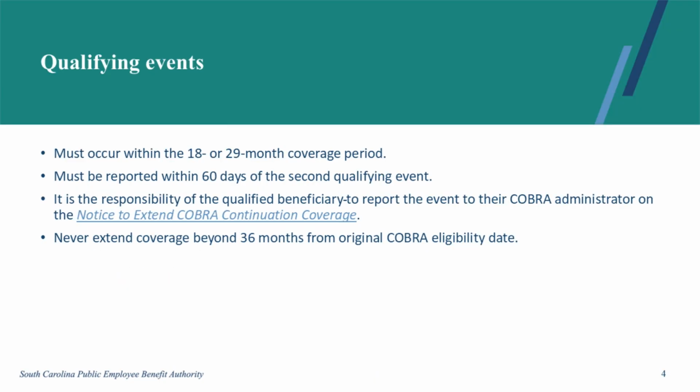To extend COBRA coverage, the second qualifying event must occur within the 18 or 29-month coverage period. It must also be reported within 60 days of the date of the second qualifying event. A qualified beneficiary must report the event to their COBRA administrator on the notice to extend COBRA continuation coverage. These events never extend COBRA coverage beyond 36 months from the original COBRA eligibility date.